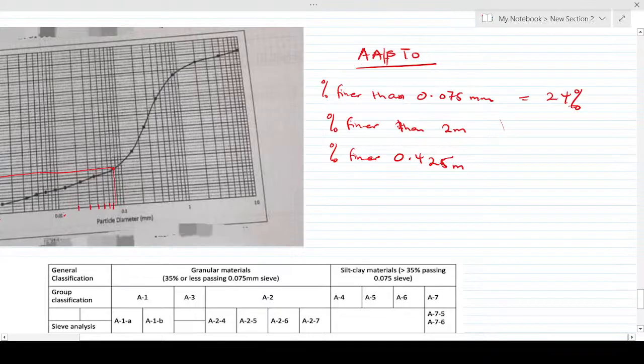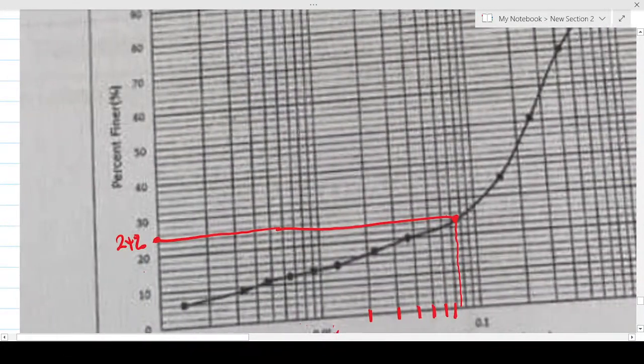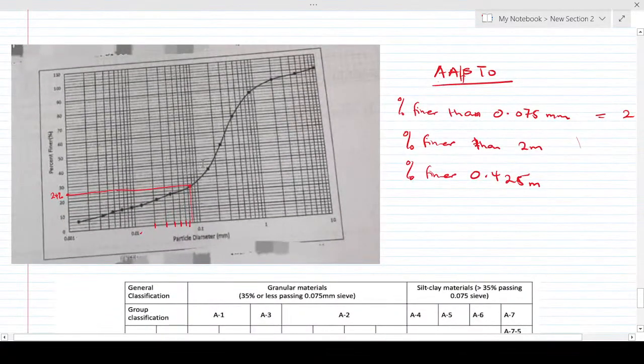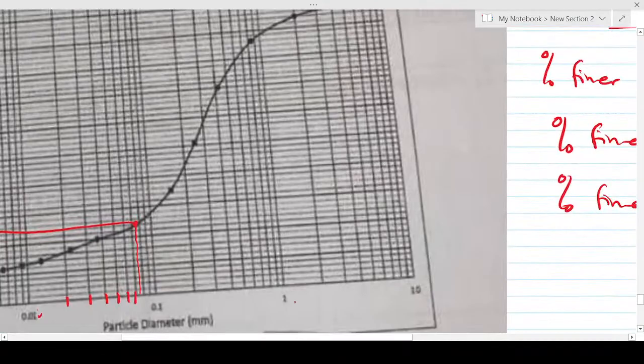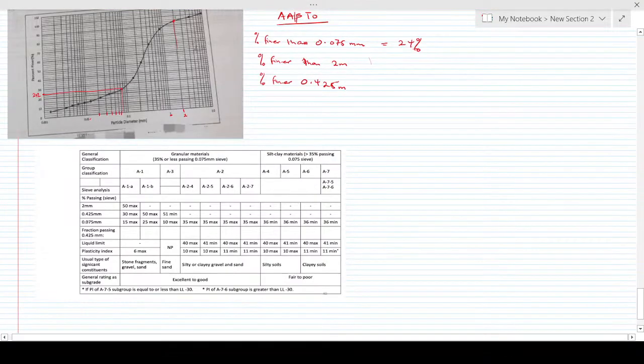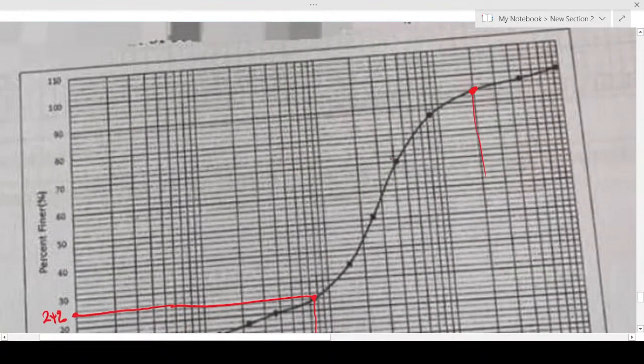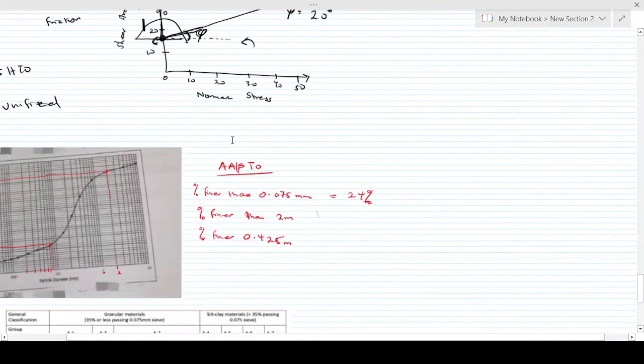Now you read the percent finer than the 2 millimeter sieve. Let's come back to our graph. This is 1, this is 2. You hit the curve somewhere here, then trace it to the percent finer axis. This is approximately 94%. So the percent finer than the 2 millimeter sieve is 94%.